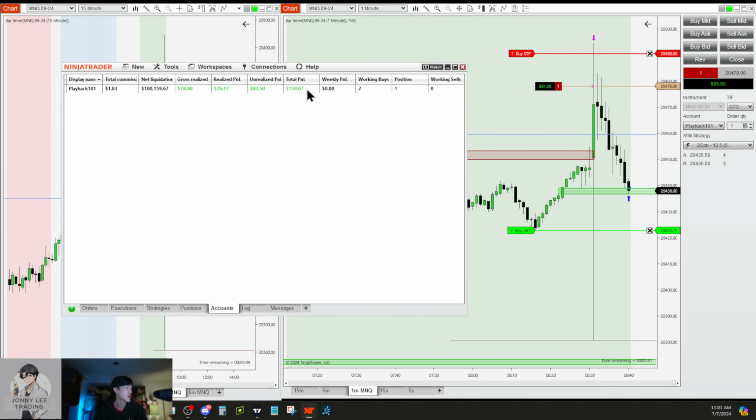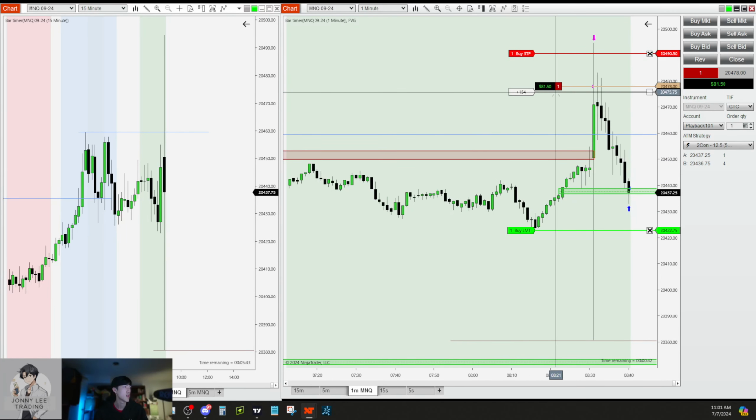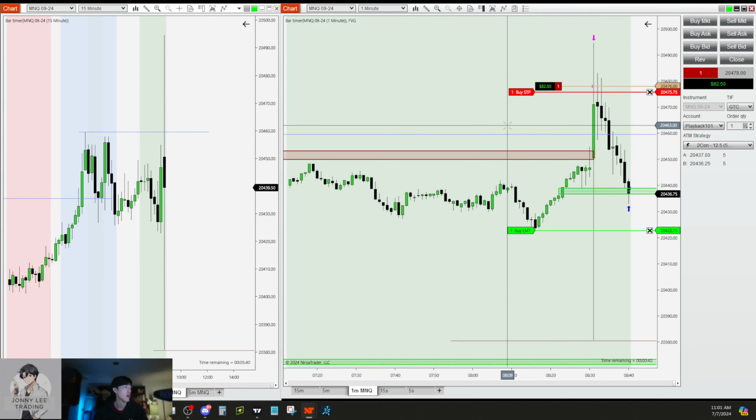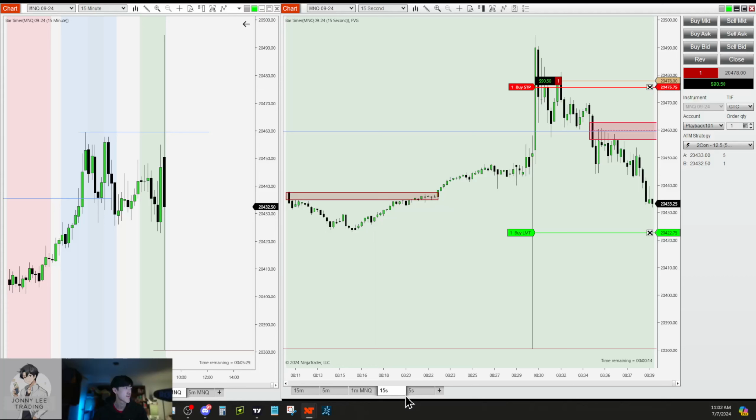So we have realized profit of $76 here. What we can do now is move our stop to just below our entry so we can cover costs in case this goes against us, so we don't lose any money. So let's see, 422. I don't remember if it gets down there, but we will see.